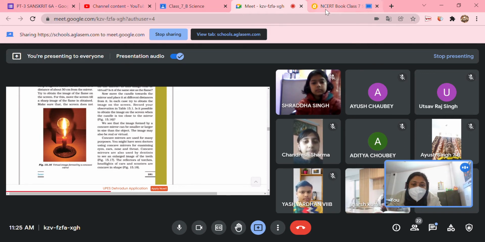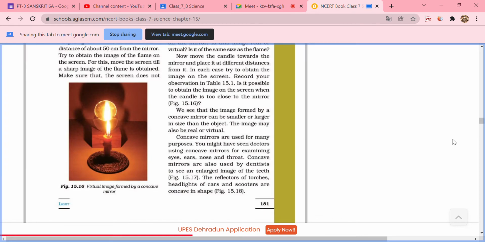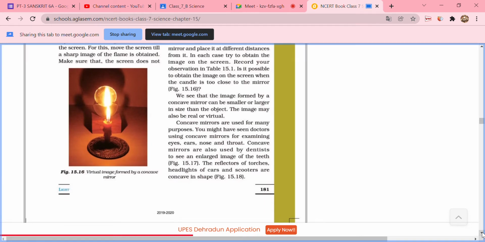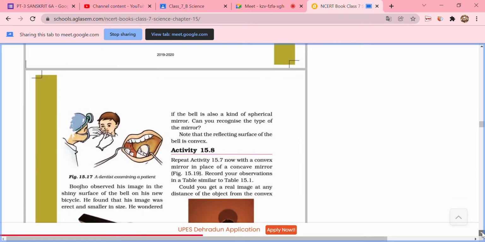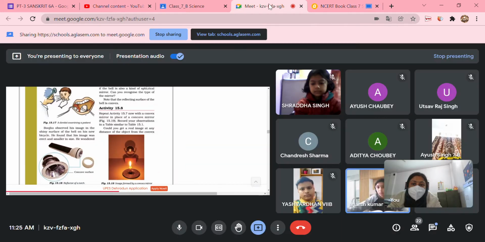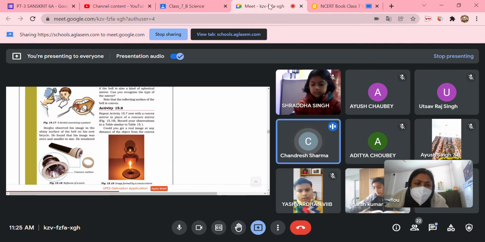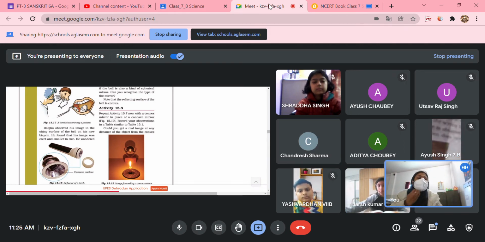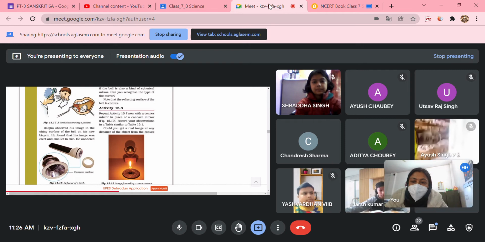Okay. Next, continue, Shraddha. Not Shraddha, sorry, Chandresh. Okay, ma'am. Excuse me, ma'am. What is the meaning of throat? He is asking about throat. This part is the throat. The back is called the neck and the front is called the throat. Okay, ma'am. Next, continue.